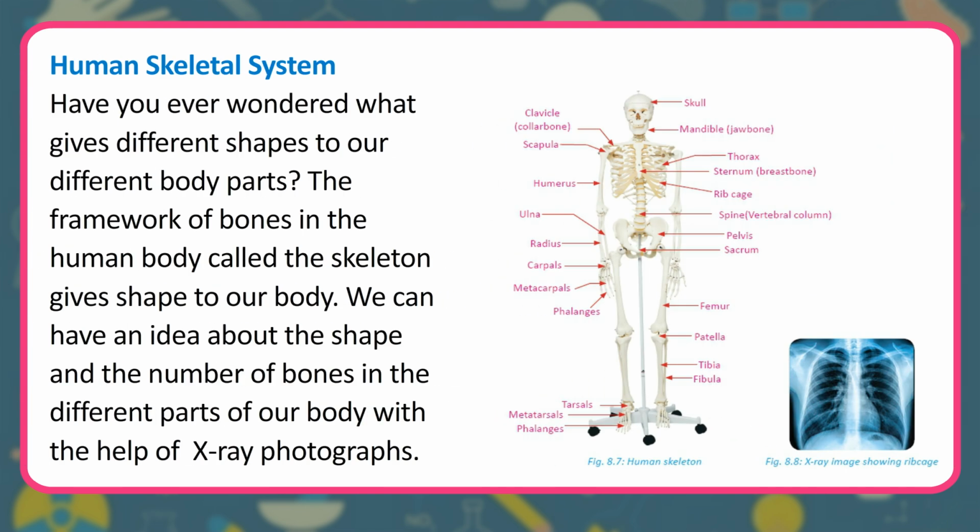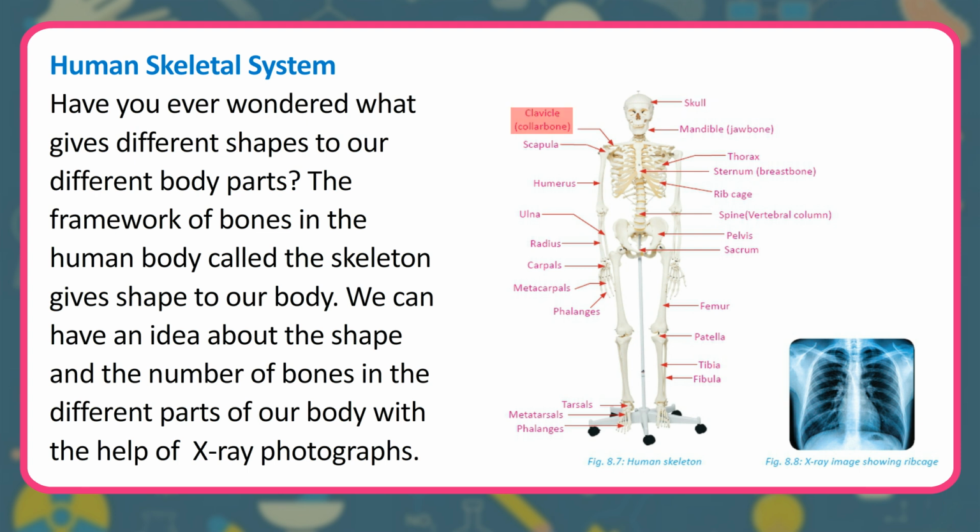Human skeletal system. Have you ever wondered what gives different shapes to our different body parts? The framework of bones in the human body, called the skeleton, gives shape to our body. We can have an idea about the shape and the number of bones in the different parts of our body with the help of X-ray photographs.